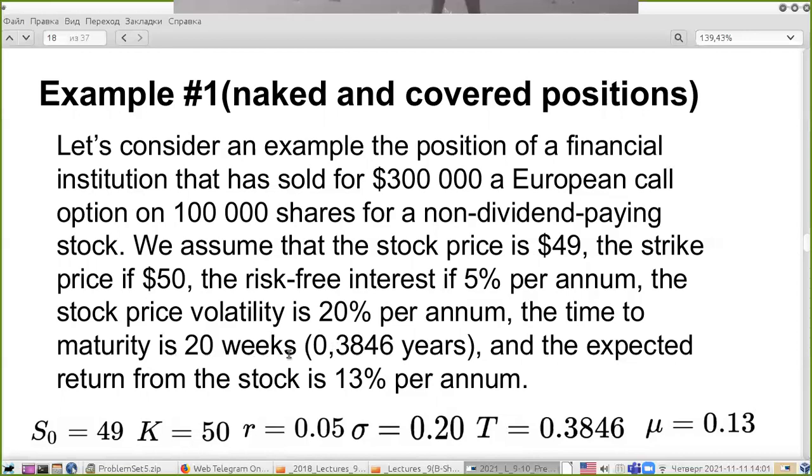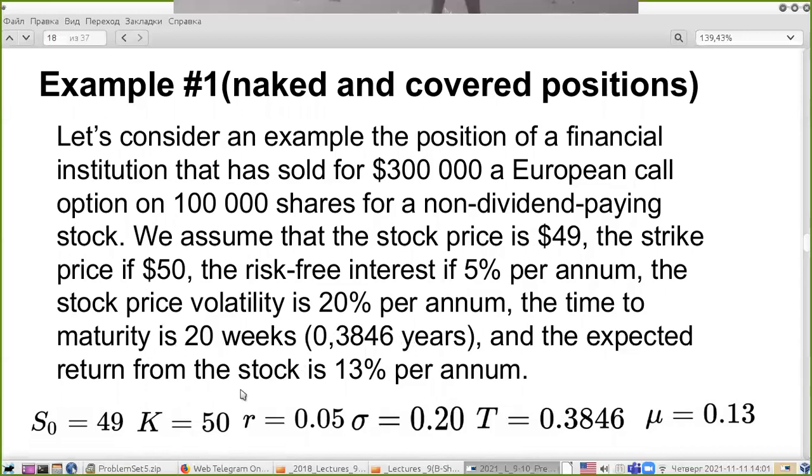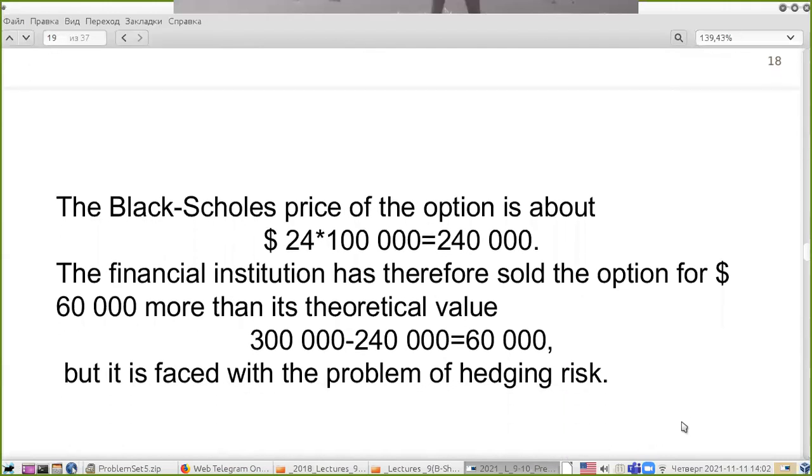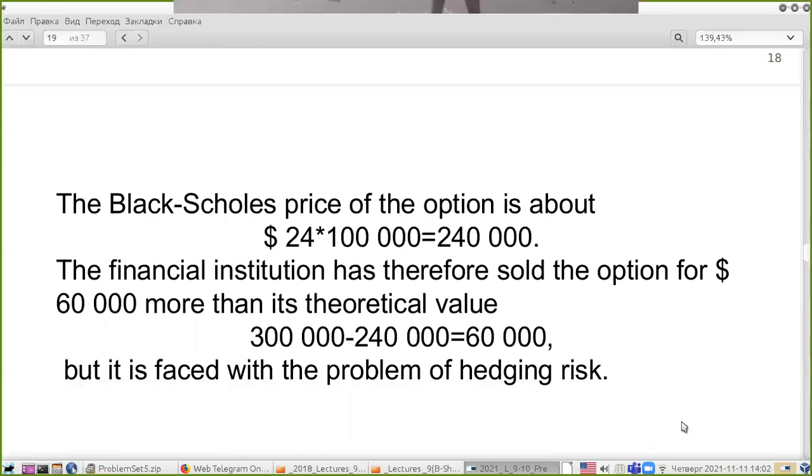And we can compute that 20 weeks as a fraction of a year is 0.3846. And the expected return, for example, from the stock is 13%. So all these are given, and we can write this: the initial price of stock, the strike price, the interest rate, sigma the volatility, capital T the time to maturity, and mu the expected return. The Black-Scholes price of the option is 2.4, multiplied by 100,000, it's 240,000.